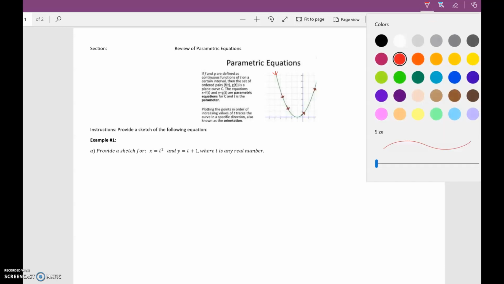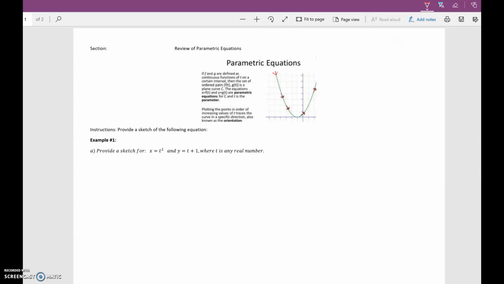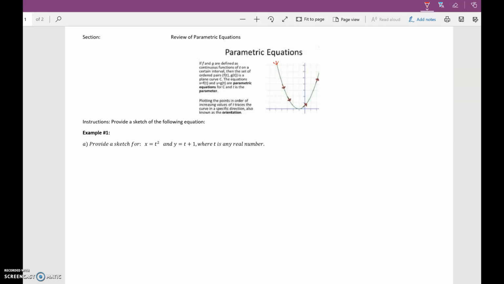Hi class, we need to take a look at parametric equations since we're going to be doing integrals and derivatives of these later in the semester. And here's the idea. You're technically going to have two functions based on t, which is your parameter, and it typically represents time. And all it is the following.